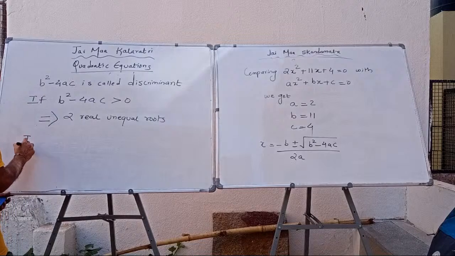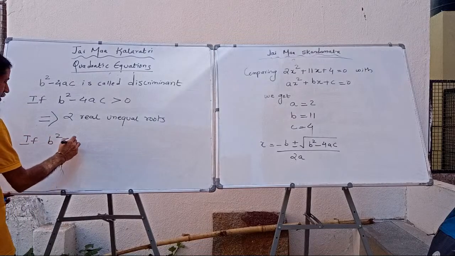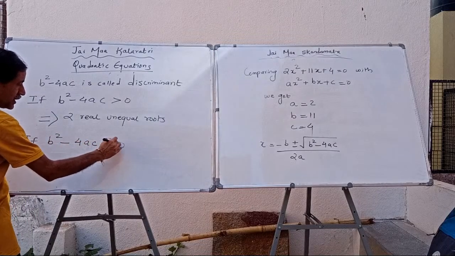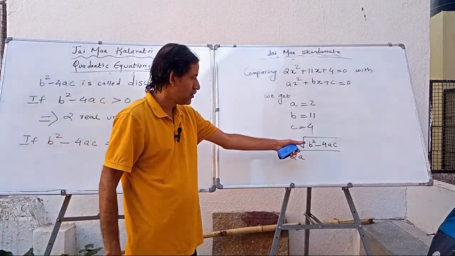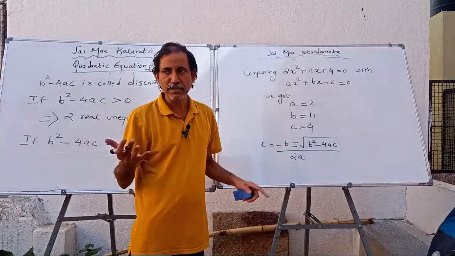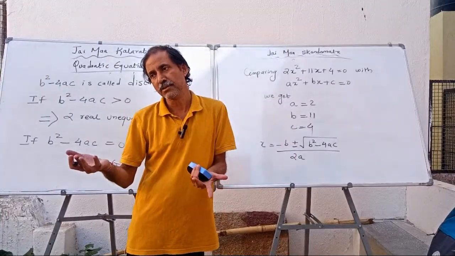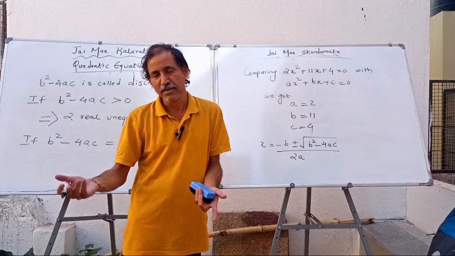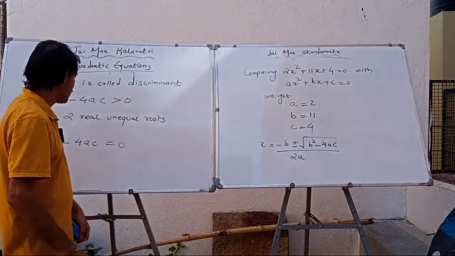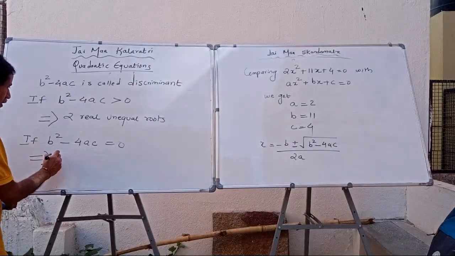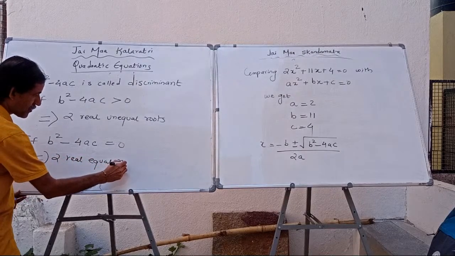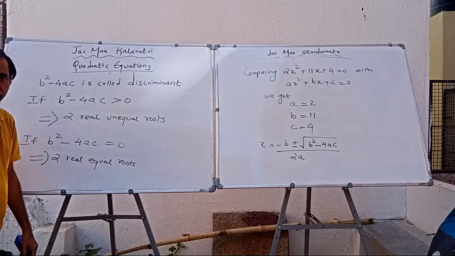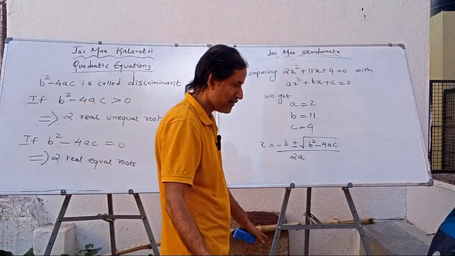If b squared minus 4ac is equal to 0, then what will happen? If this becomes 0, minus b plus or minus 0 doesn't make any difference. Minus b plus 0 is the same, minus b minus 0 is the same. So you will have still two roots but equal, two real equal roots. You guys are with me?